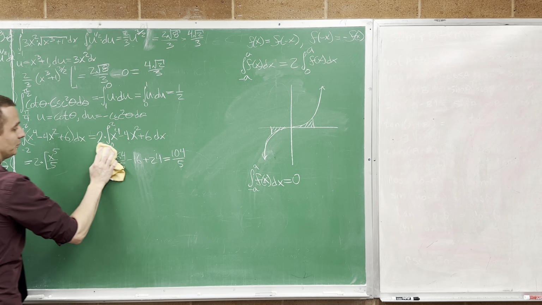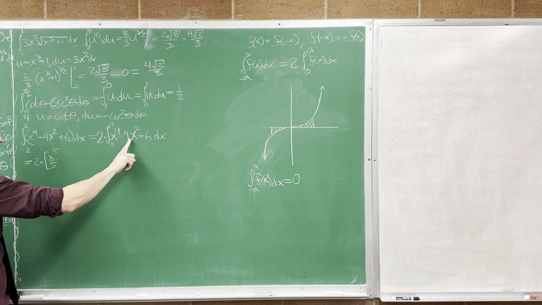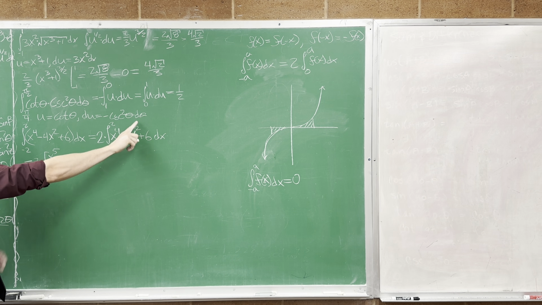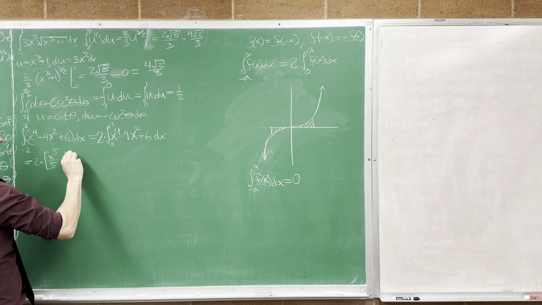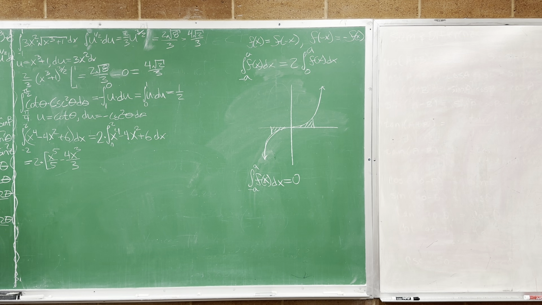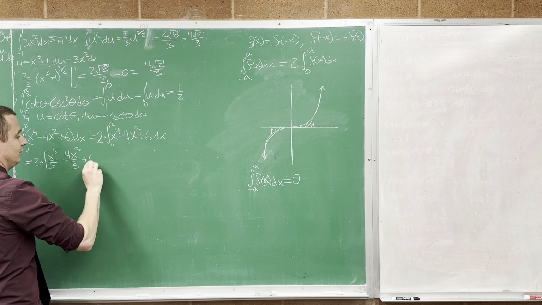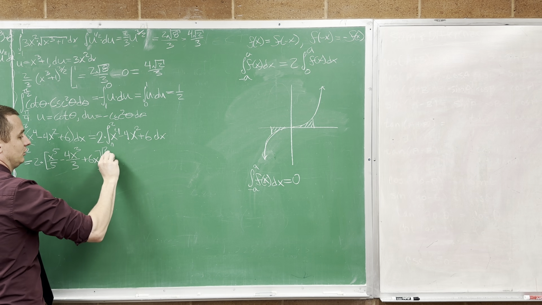That would probably be fine. Okay. Continuing on our merry way. So that was minus 4x cubed over 3, right? And then plus 6x still. Okay, now we're evaluating this from 0 to 2.